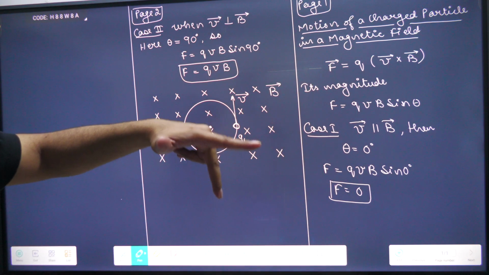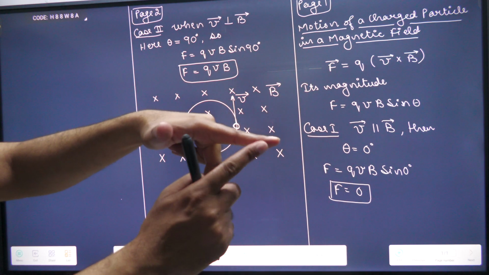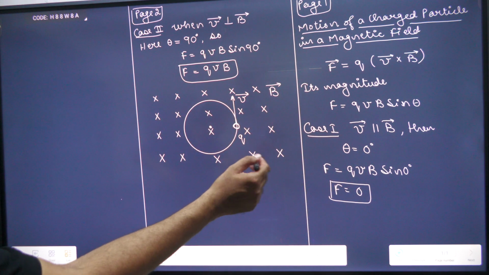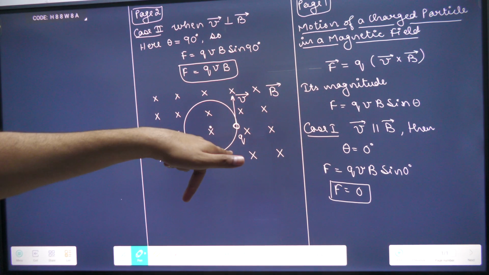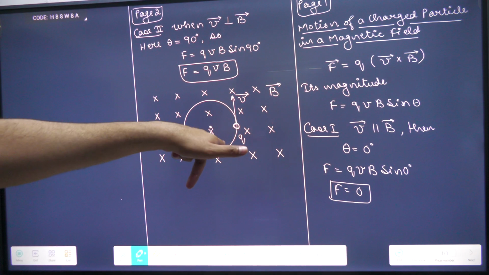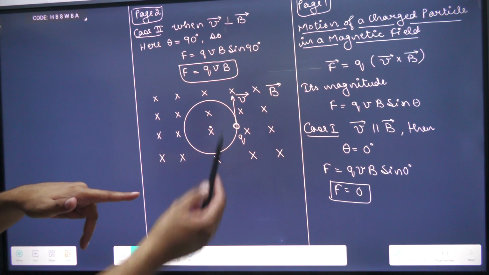Is this clear to you? Our hand is like this. We have to stretch our fingers like this. The magnetic field should be into the page, so we have to move it like this. Magnetic field should be into the page. But current, current is upward.